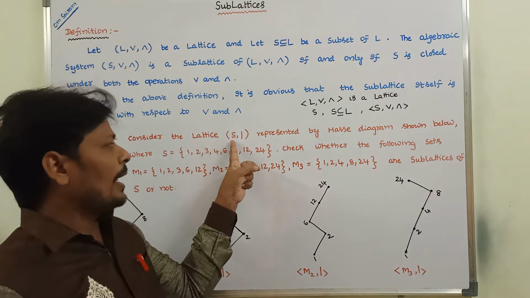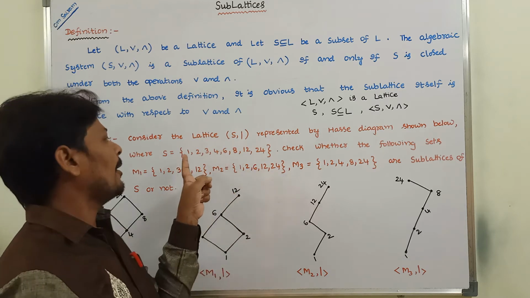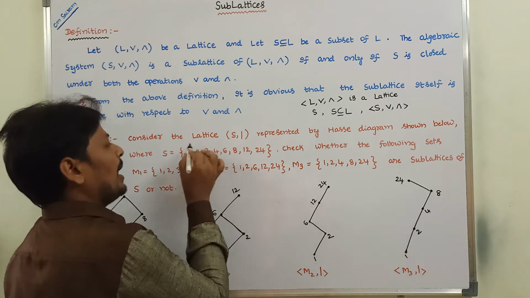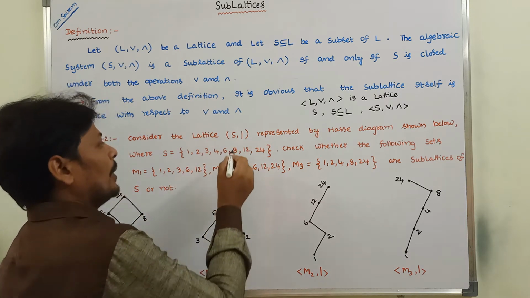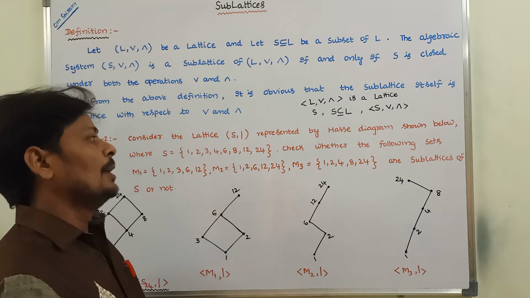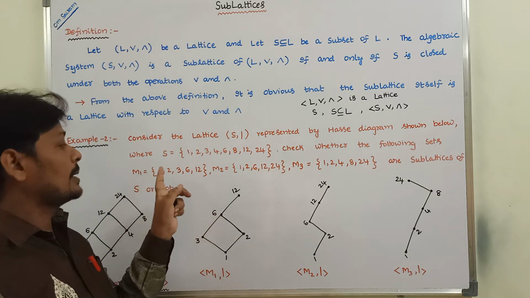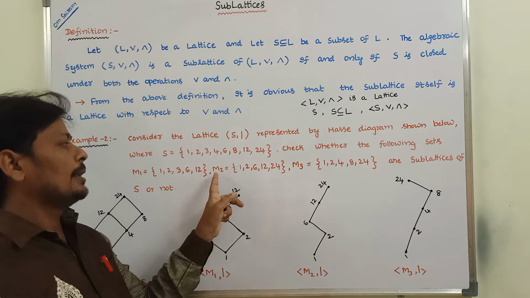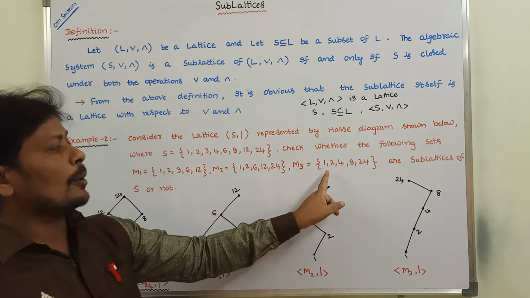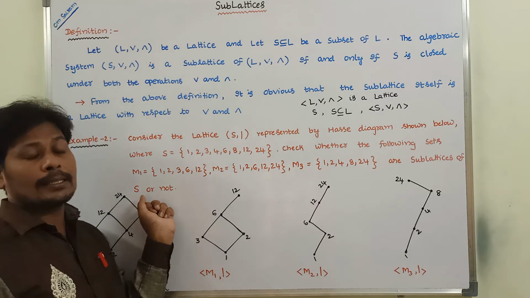Let S be a finite set, S = {1, 2, 3, 4, 6, 8, 12, 24}. On the pairs of elements of S, we are performing the division relation. Check whether the following sets, M1 = {1, 2, 3, 6, 12}, M2 = {1, 2, 6, 12, 24}, and M3 = {1, 2, 4, 8, 24}, are sublattices of S or not.